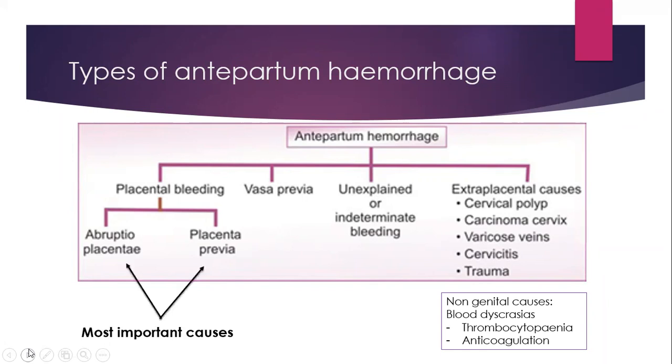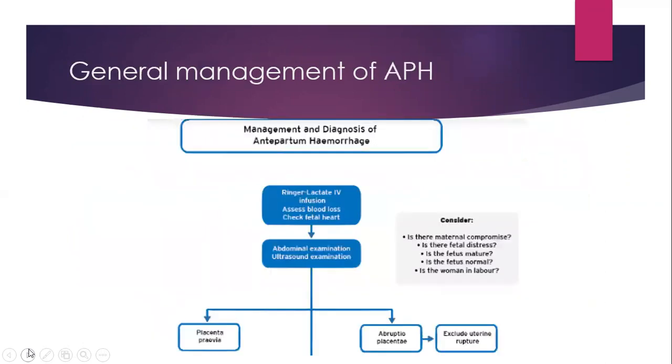And then the placenta previa and the abruptio placenta are the most important causes. It's not necessarily the most common, but they are the most important ones, as this can have the most effect on the babies. Okay. Then for any patient presenting with antepartum hemorrhage, there is a general management that will lead you to the diagnosis of the cause of the bleeding.